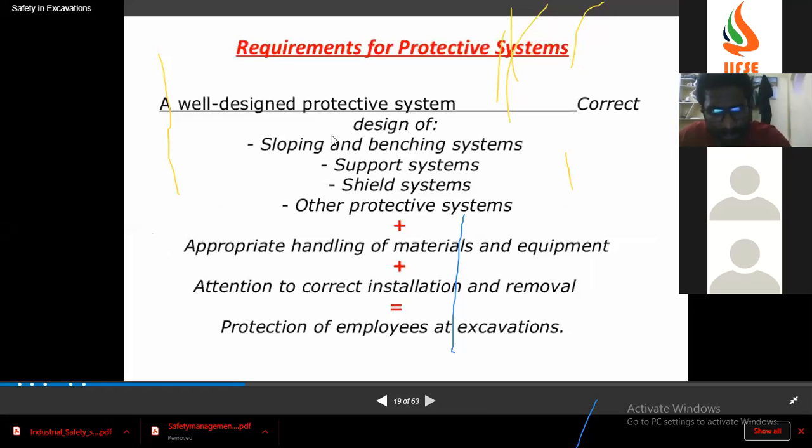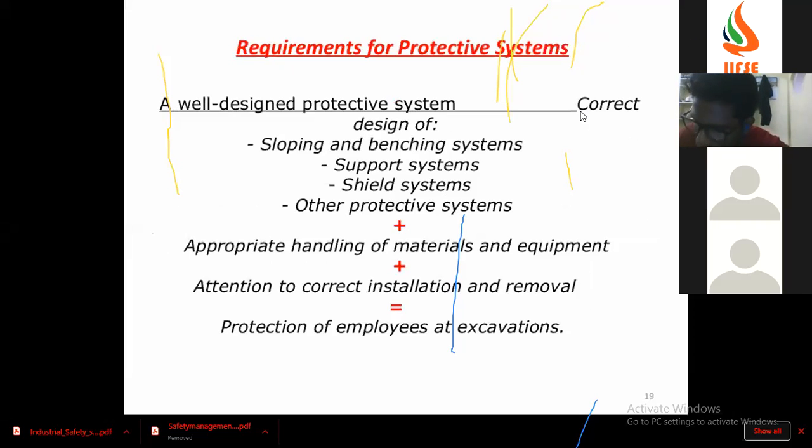See, so a well-designed protective system. I just want to clarify one thing. I just want to correct it. This is not only like olden days, and we have to consider what the length of the excavation is. If the length of the excavation is around kilometers, then they do sloping. For example, culverts, everything you can see sloping, right? You cannot see benching or a trench box. If you are designing culverts, they'll do sloping. That's the best way.